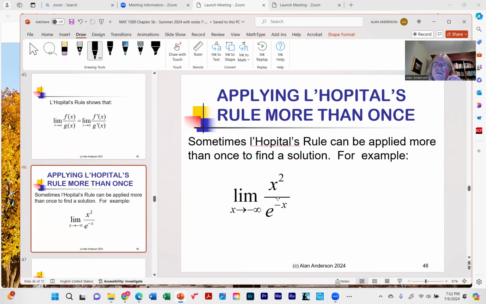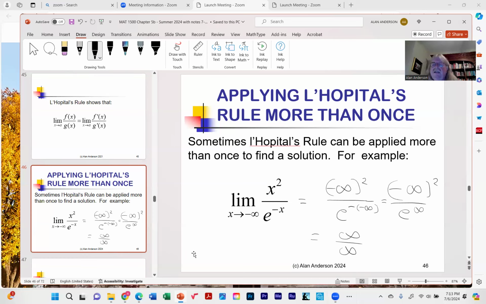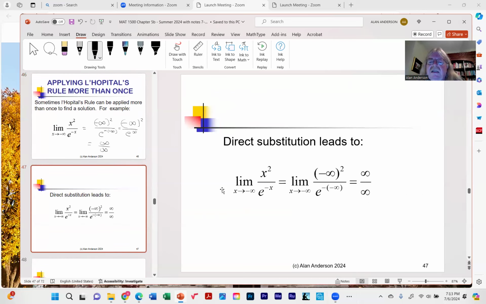Now, if you look at it, direct substitution is going to leave us with a mess. Now, the numerator, of course, it's squared. So that's not going to be negative infinity. What we actually have here is positive infinity over positive infinity. Not good. So what do we do about it? Well, let's try L'Hopital's rule.